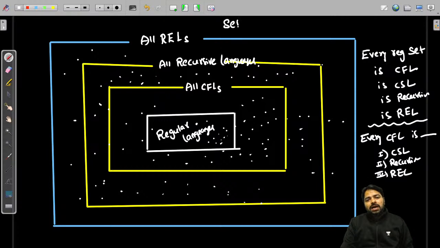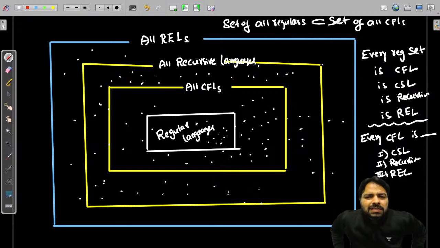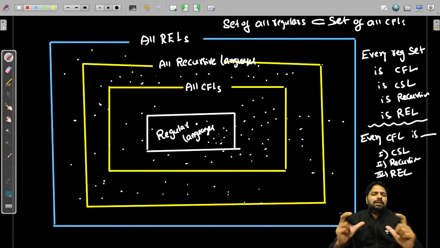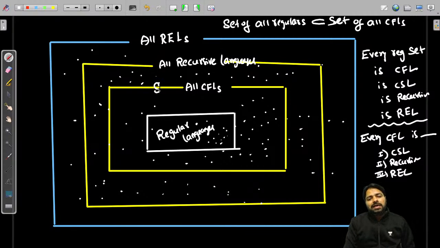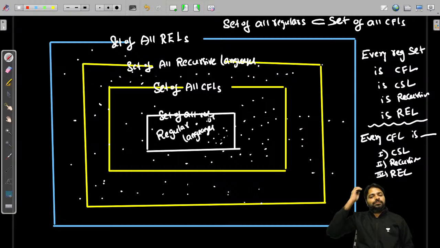Yes. The set of all regulars is one set in which every regular is there, inside, a subset of the set of all CFLs. Don't say one CFL, remember. This is a different relation. One box is in another box. It's actually all CFLs that are written. Actually you can write set of all CFLs. That is the best word. Only to understand I am writing that way. This is the set of all regulars inside. Clear this point?